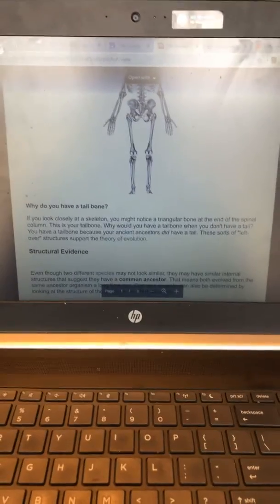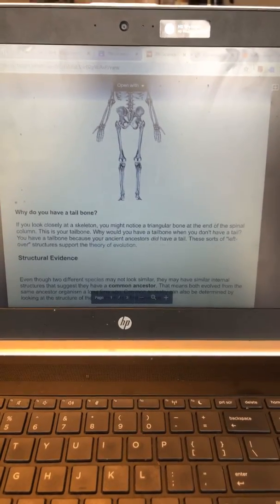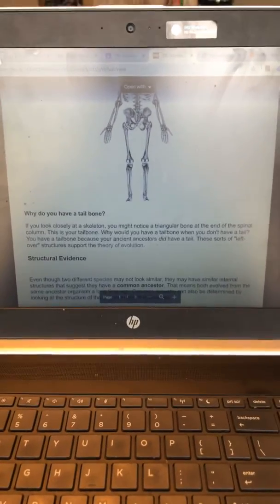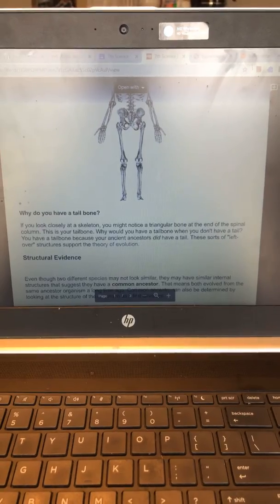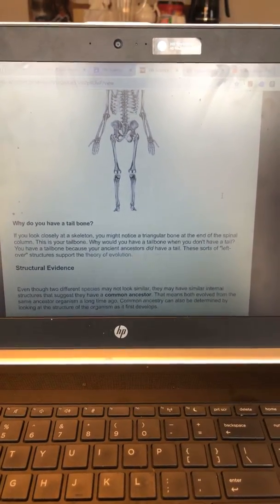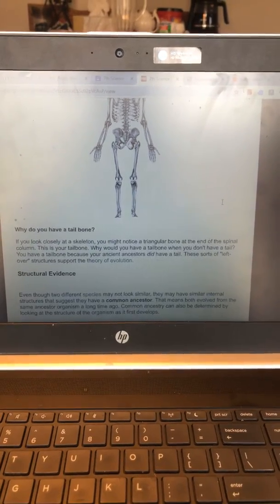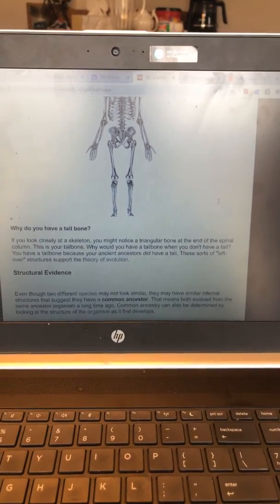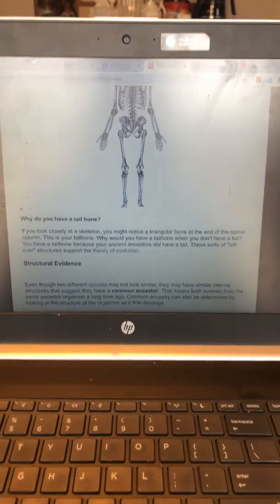If you look closely at a skeleton, you might notice a triangular bone at the end of a spinal column. This is your tailbone, so right here. Why would you have a tailbone when you don't have a tail? You have a tailbone because your ancient ancestors did have a tail. These sort of leftover structures support the theory of evolution.